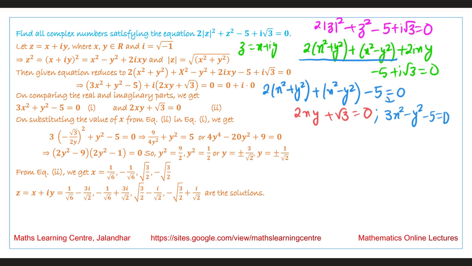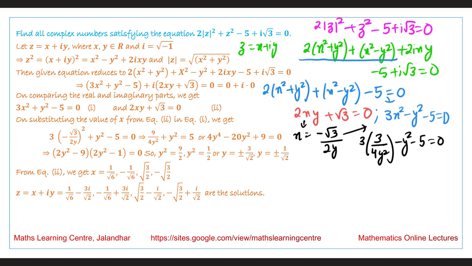Now, we have to solve these two equations. To solve these equations, we are calculating the value of x from here. So, that will become minus root 3 by 2y. We substitute this value in this equation, we get 3 into 3 by 4y square minus y square minus 5 is equal to 0.